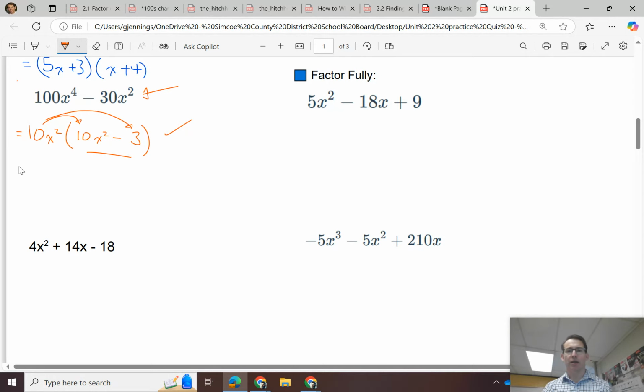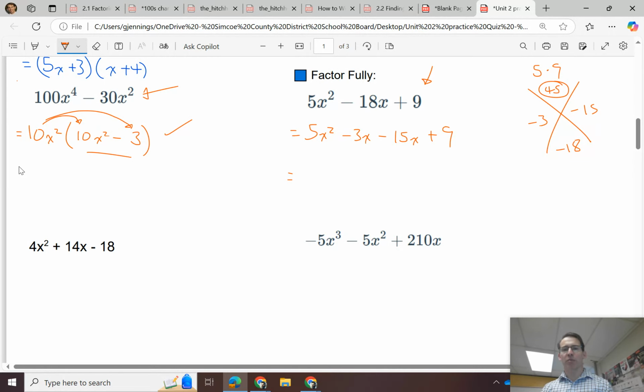It's not a trinomial. Okay, this one here, I'm going to multiply to 5 times 9, which is 45, one of my favorite numbers, and add to minus 18. I happen to know that minus 3 times minus 15 will multiply to positive 45 and add to minus 18. I just know my multiplication table, so I do these fast. So now I use that to split this up. This is now 5x squared minus 3x minus 15x plus 9.